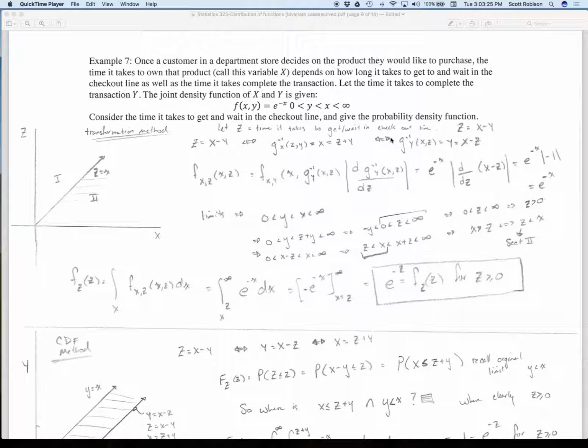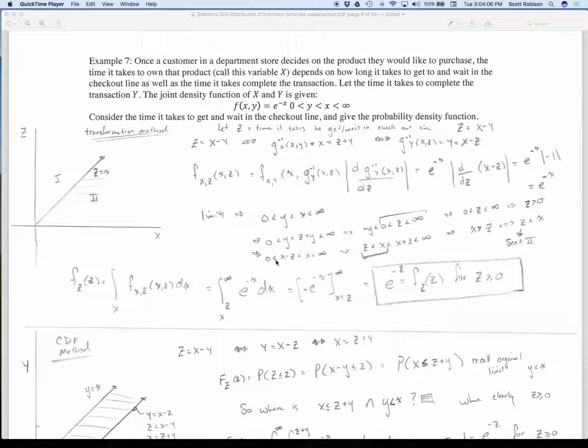The other thing that we need to do is, of course, consider the limits. We know that y is smaller than x. Here, we have determined x in terms of y and z, so let's just sub that in there. And then we can just subtract y from all sides. So we've got negative y is less than 0, which is less than z, which is less than infinity. What we found is that z, of course, is positive. That actually is not surprising when you understand what z is. The amount of time it actually takes to find the product, of course, must be positive.